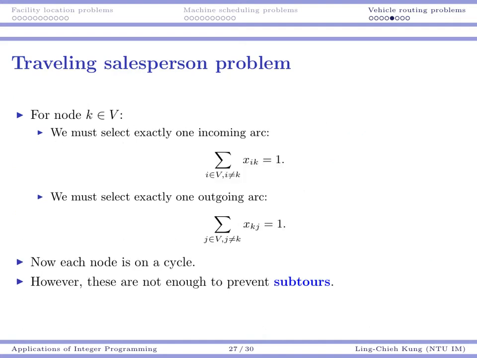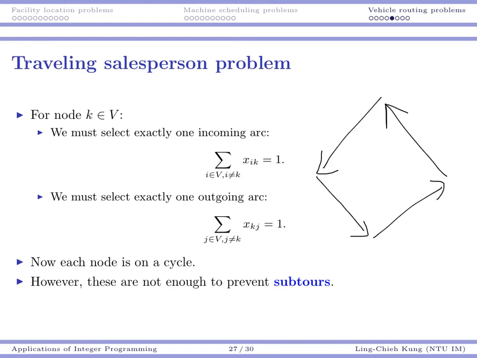Previously we failed because there is a node with no arcs adjacent to it. So let's focus on each node. For each node, let's add this constraint. We must select exactly 1 incoming arc. So for node k, we check all those incoming arcs, and we need to select exactly 1. And also we need to select exactly 1 outgoing arc, like this. Then let's see what's going to happen.